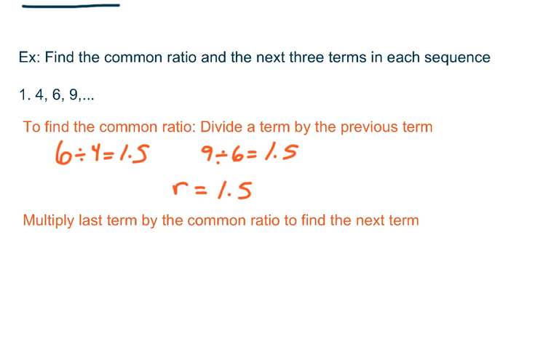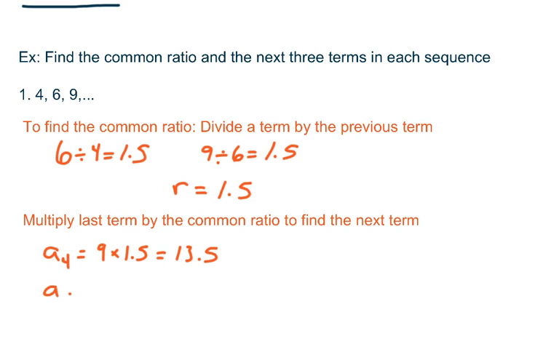If we did 4 times 1.5, we would get 6. If we did 6 times 1.5, we would get 9. So we don't want to use 4, we want to use 9. And we're looking for the 4th term, so a sub 4, we're still using that subscript notation. a sub 4 is going to be equal to 9 times 1.5, and when we do that we get 13.5.